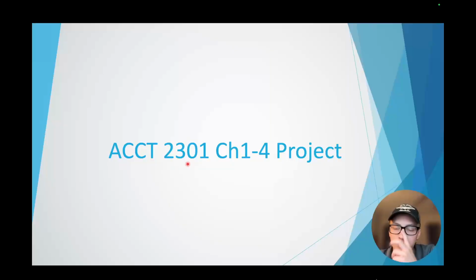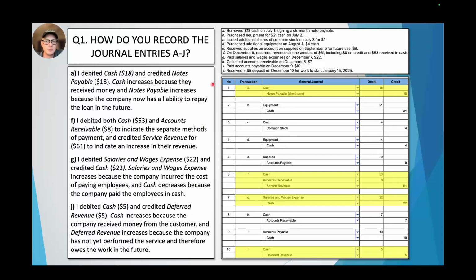Alrighty, Accounting 2301, Chapter 1 through 4 project. Let's get started. So, this right here, how do you record the journal entries A through J?